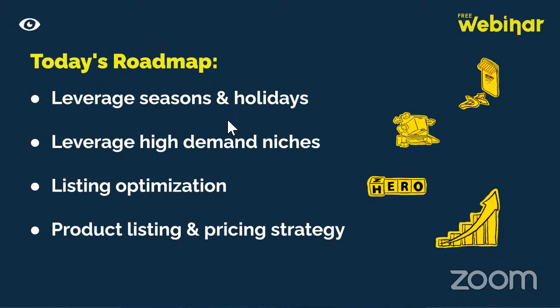The third thing, of course, is listing optimization. It's all about your titles, item specifics. We're going to also get a live demonstration of it. And the last thing is your product listing and pricing strategy. This really depends on your selling stage, but eventually, and I'm going to dive into it, you need to have a product listing strategy and a pricing strategy in place according to your situation if you want to drive more sales and more income.